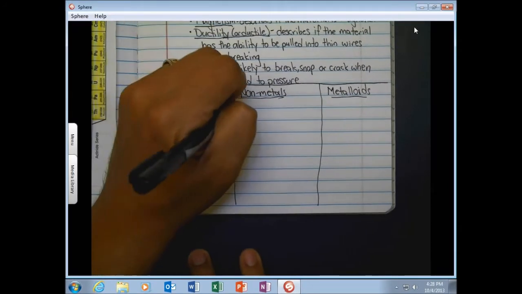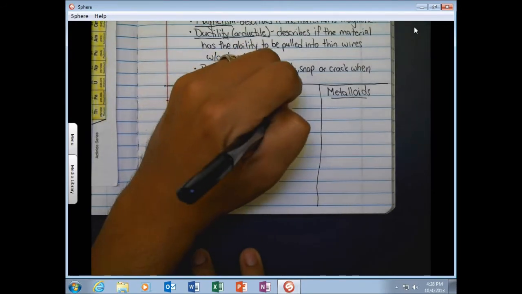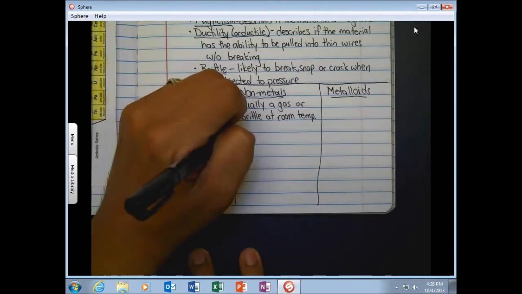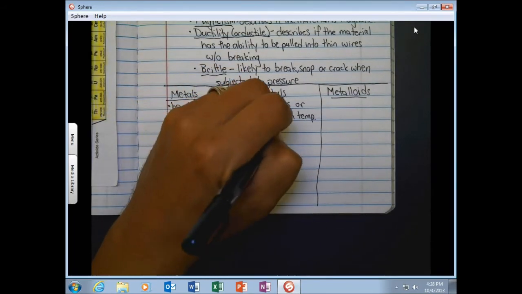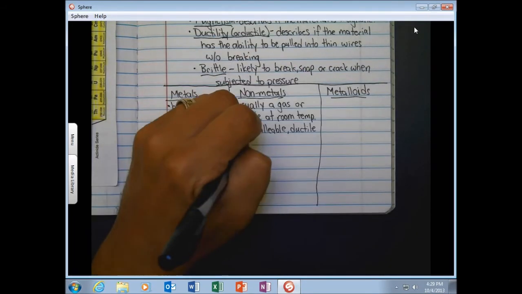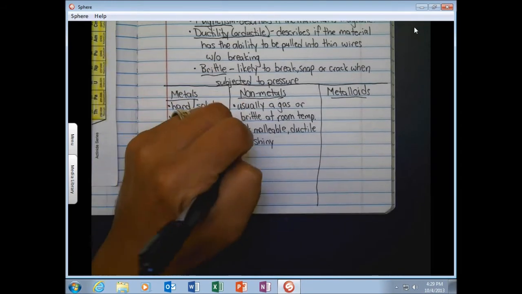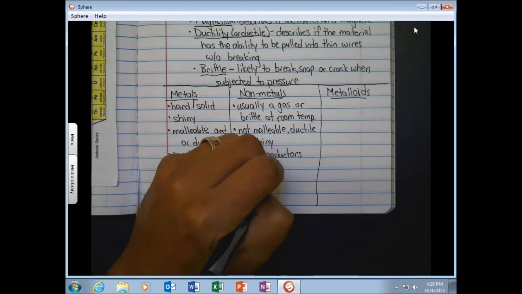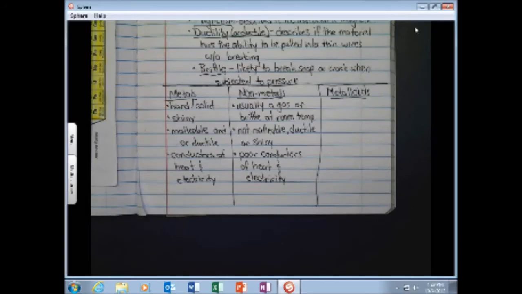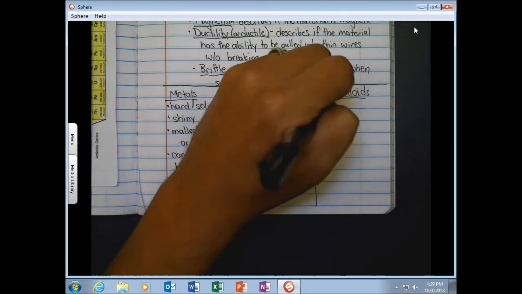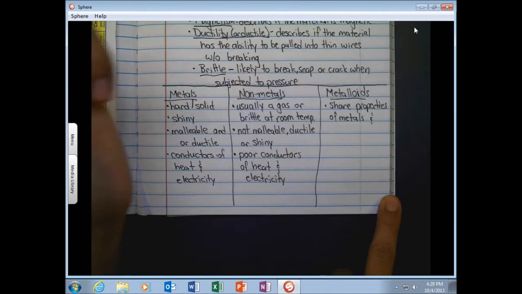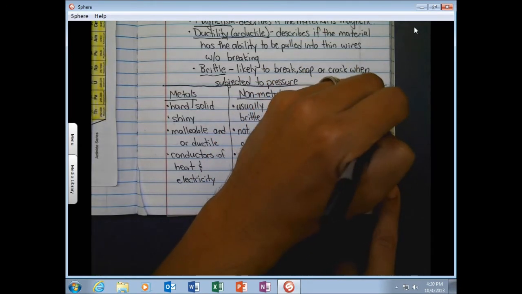For nonmetals, they're usually a gas or brittle at room temperature, like the chalk. They're also not malleable or ductile or shiny. And they're also very poor conductors of heat and electricity. So go ahead and pause the video here to finish up the rest of your notes on nonmetals. And finally, metalloids. Metalloids really just share properties of both metals and some nonmetals. And that is it.